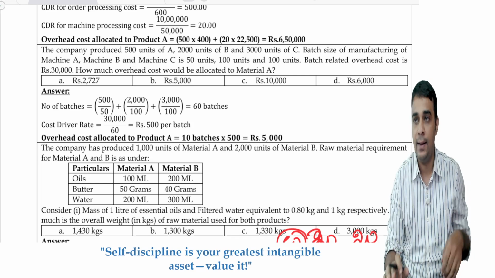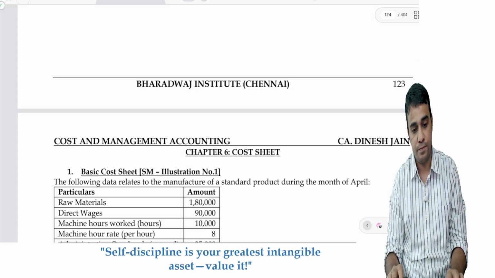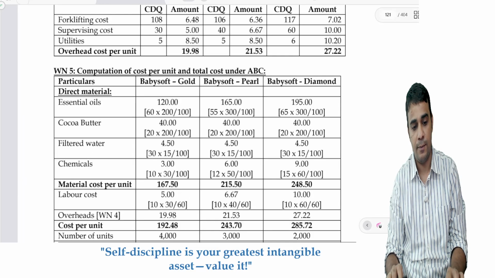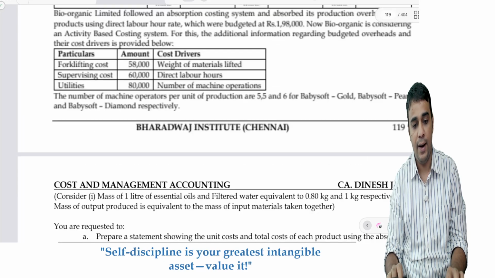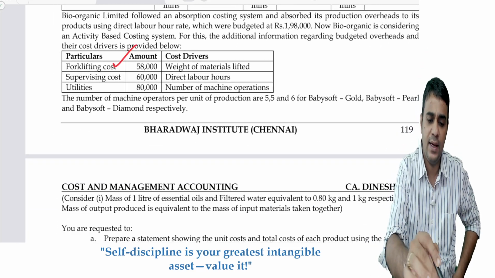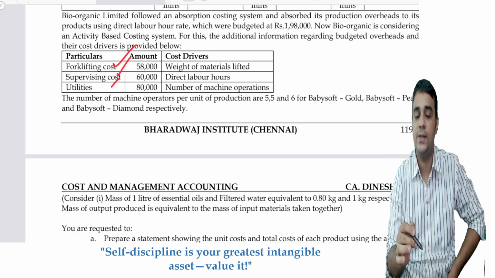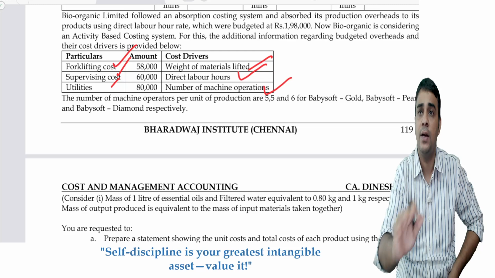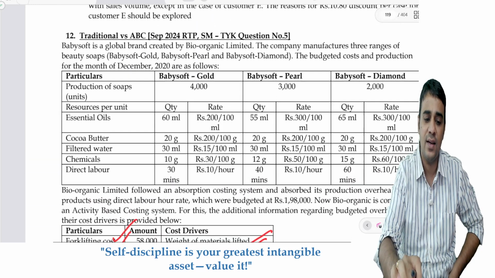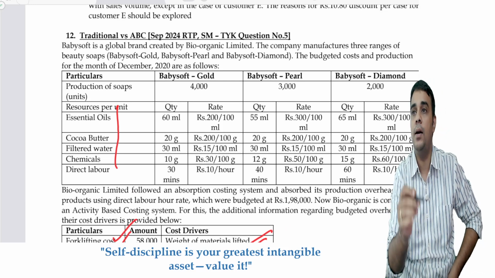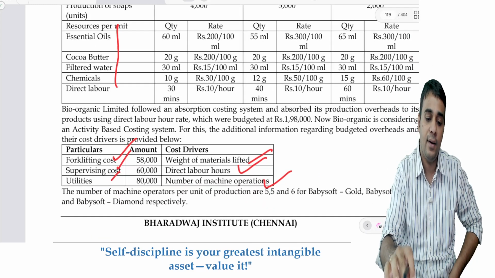I'll explain why I created this question. The first question we solved today is almost the same as this one. They gave three costs: weight of metal lifted, direct labor hours, machine operation. The only thing is they gave the raw material as oil, butter, water, chemical, all that.